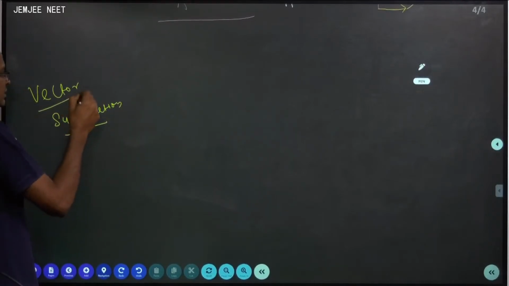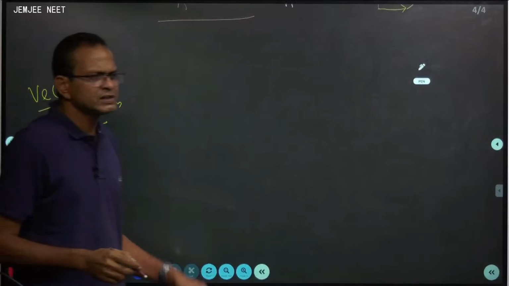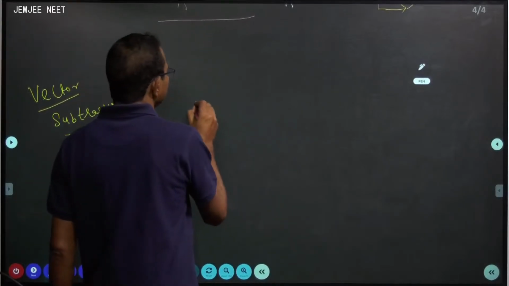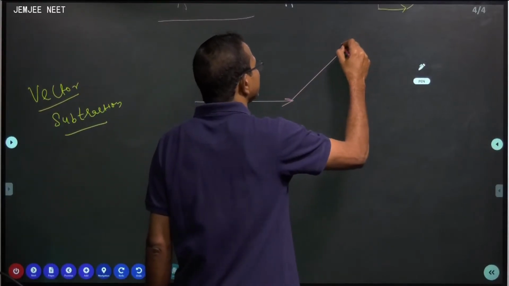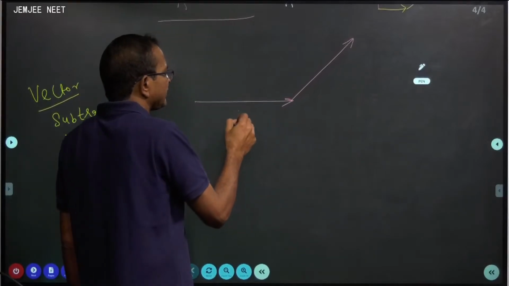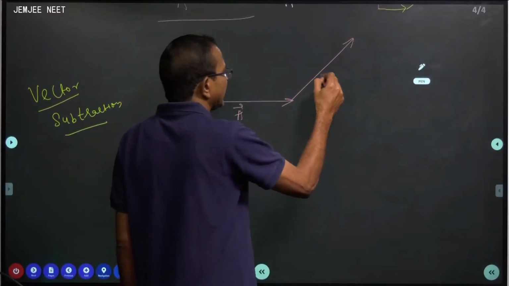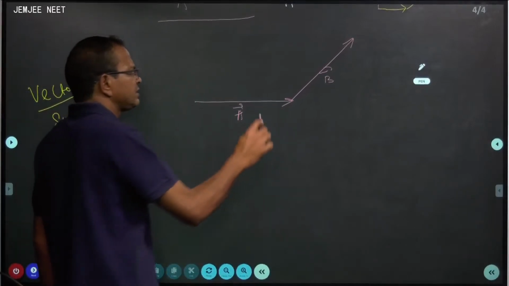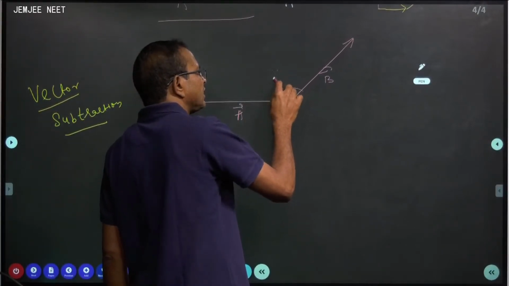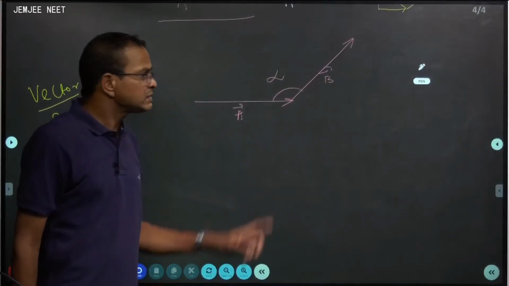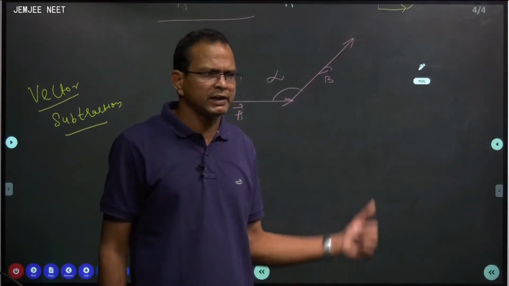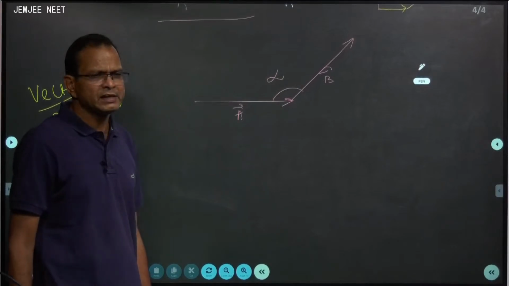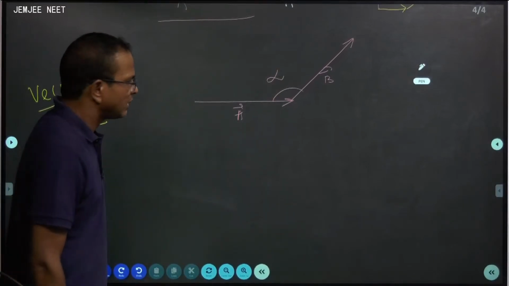Vector subtraction. First let us learn what is vector addition. This is A vector, this is B vector. What is the angle between A vector and B vector in my diagram? Is this angle alpha? Please check it. Yes or no? No, sir. No, very good.